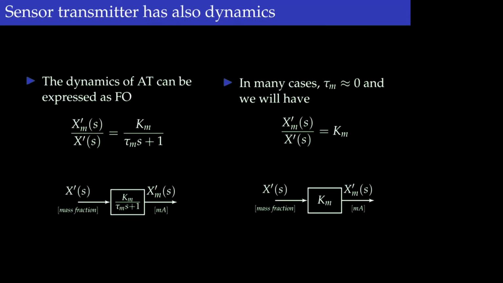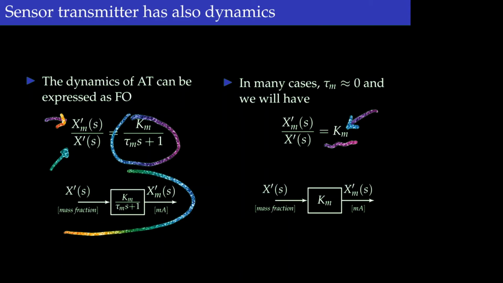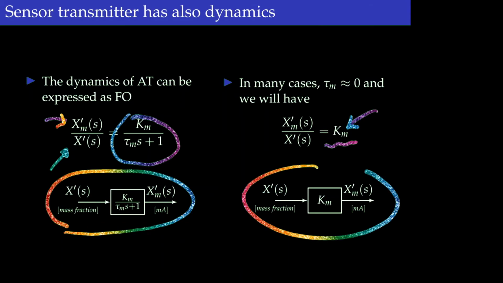Now the sensor can also have its own dynamics. Say the measured value and the real value, the relation can be represented by a first order transfer function. In many cases, this will be simply a gain, meaning that the measured value and the real value can be related by a conversion factor. In any case, the relation can be represented either as a first order transfer function or as a gain only. So note that the real variable is in terms of the mass fraction. However, the value that goes to the controller is in terms of a current signal. It can be a voltage signal as well, but for this case we're considering a current signal. So there will be a conversion between these two.